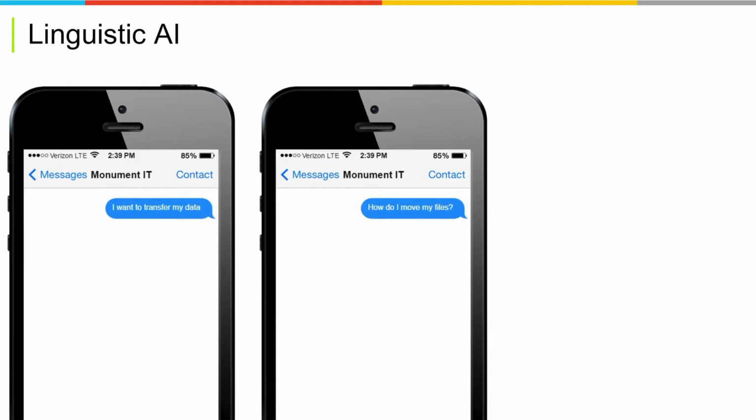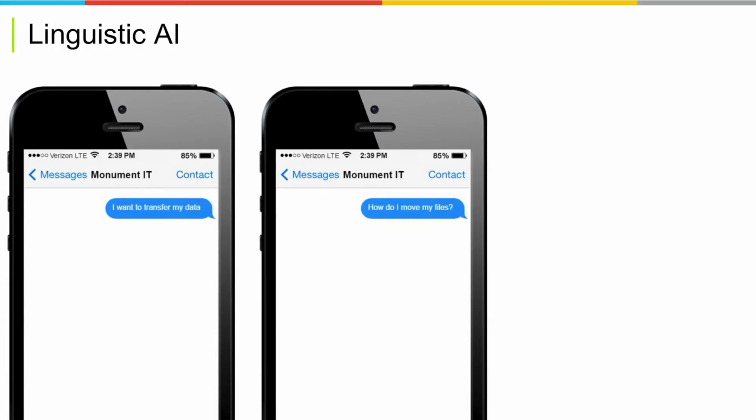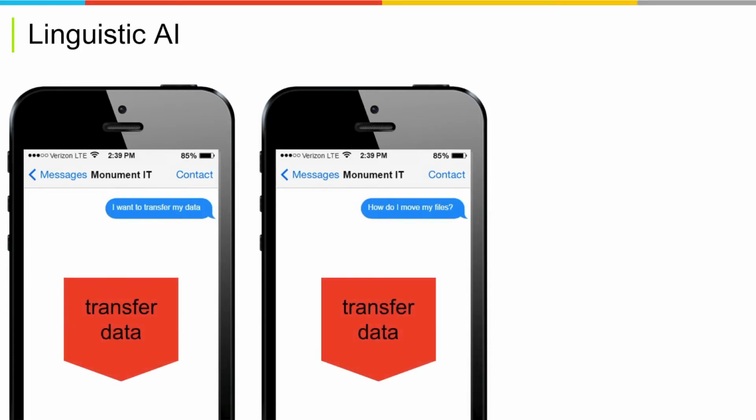So here we have two incoming sentences, and if you can't see it, it's one person saying, I want to transfer my data, and another person saying, how do I move my files? So they're asking an IT question. There are almost no words in common between these two sentences. But you and I know that this is basically the same use case, because we know that transferring and moving are related ideas, and we know that files are a kind of computer data. So this really is about the same use case, even though the words are very different. And if I had trained a classifier on examples like the one on the left, it may not recognize that the one on the right is the same thing.